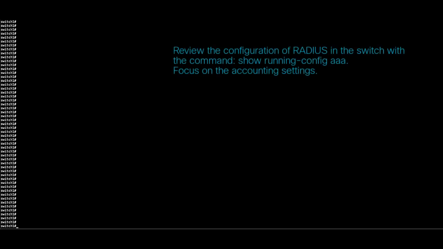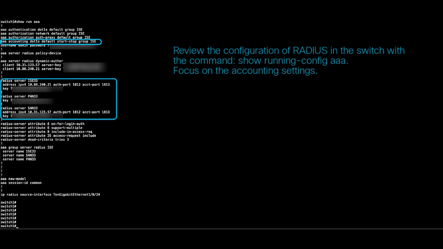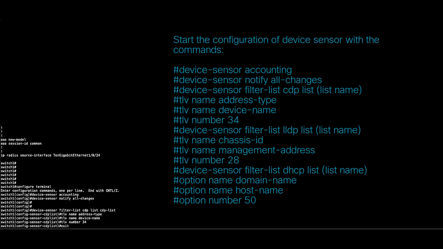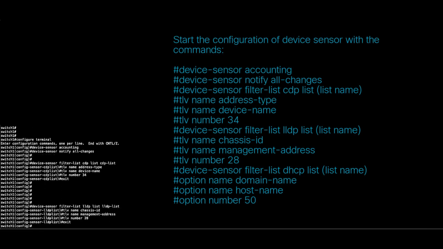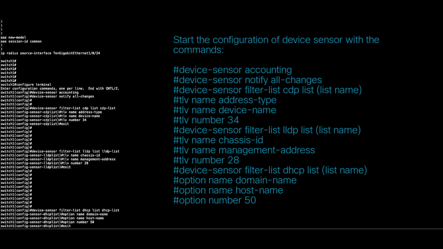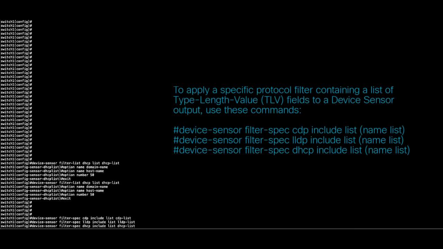Lastly, to help with the classification through the RADIUS probe, we are going to configure device sensor on this switch. The first step is to configure CDP, LLDP, and DHCP filters, as we can see in the console. Then we need to apply the protocol filter to get an output.